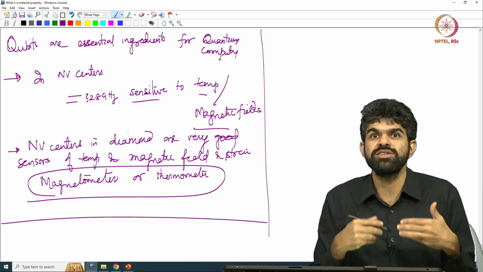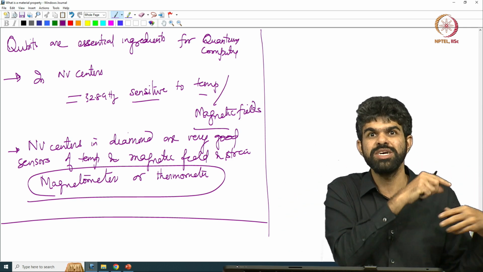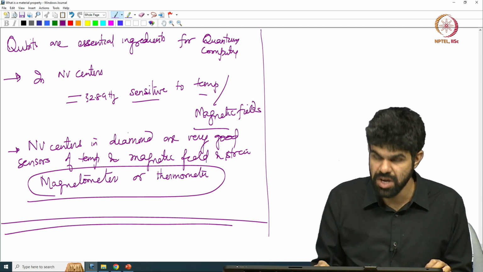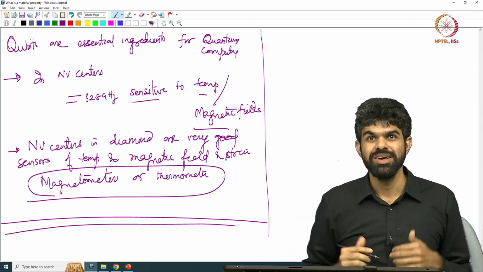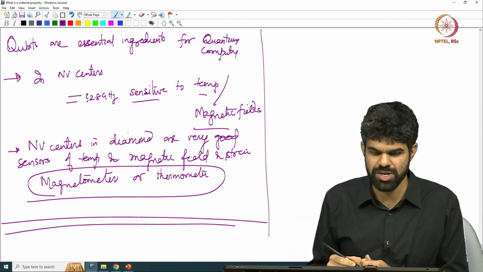So with NV centers, you can create qubits and do quantum computing, or you can make them as sensors and measure magnetic fields, temperatures, etc. So these are the advantages of doing microwave spectroscopy, not just to understand properties of materials, but you can build more technologically important devices based on that, okay.